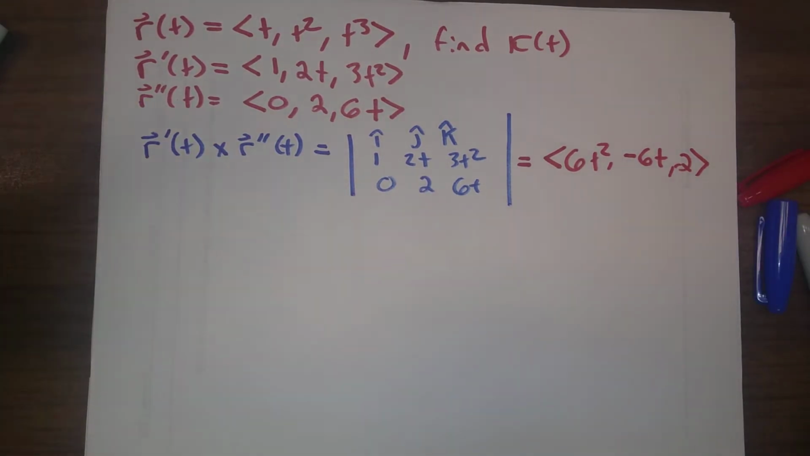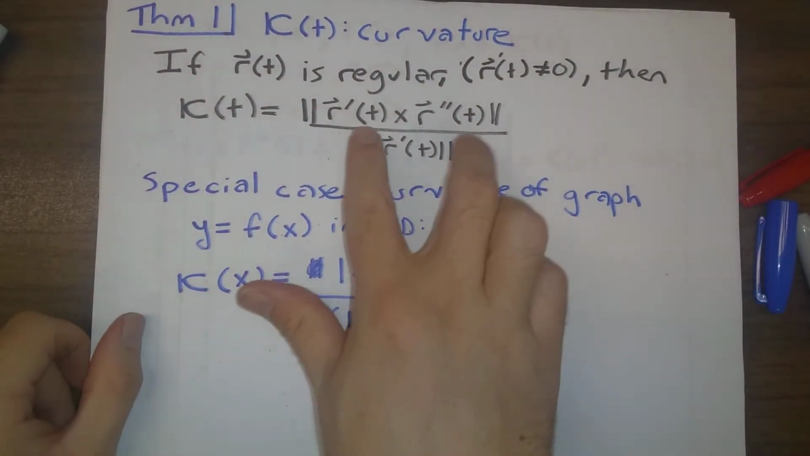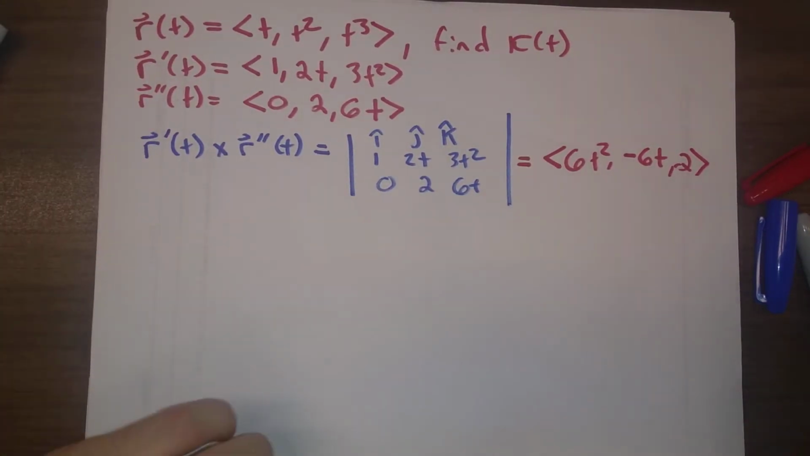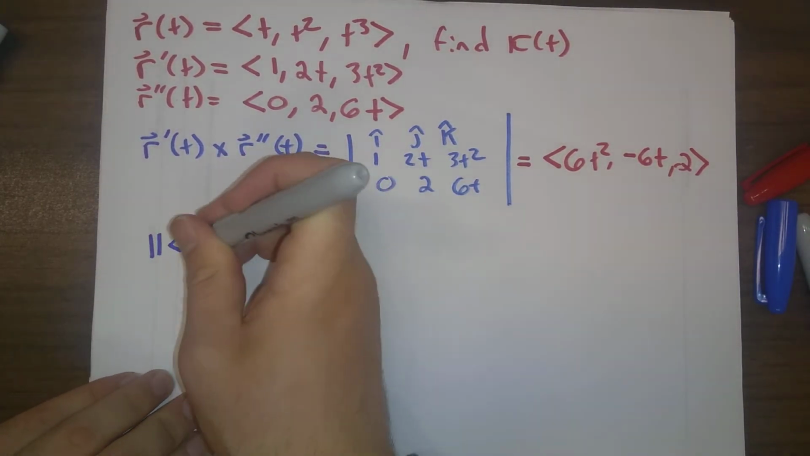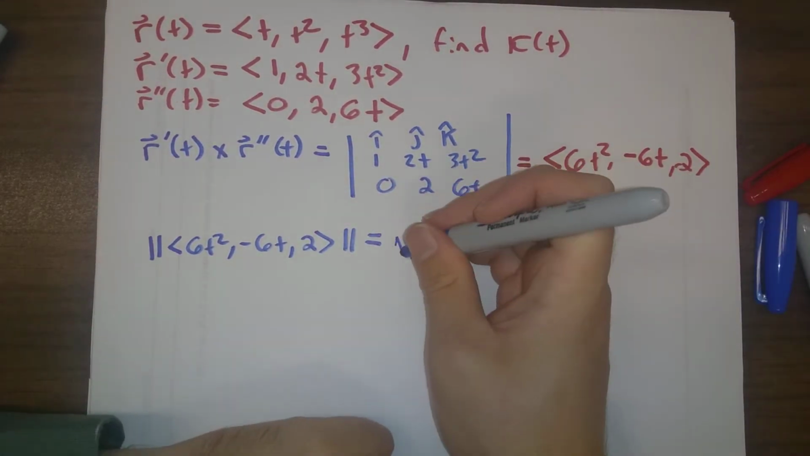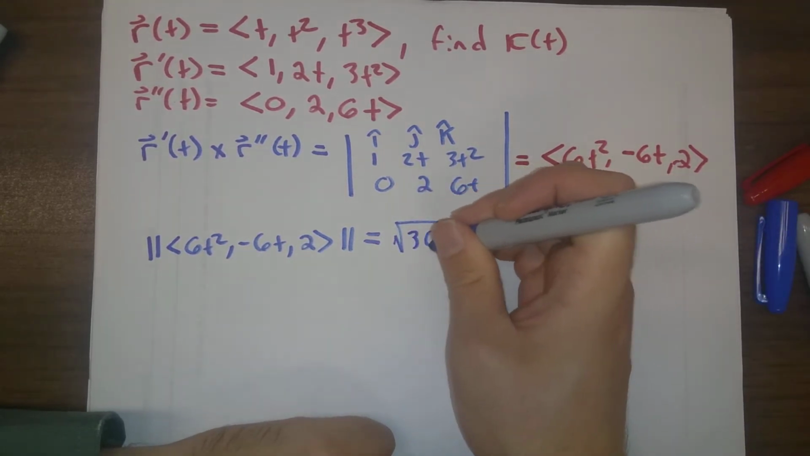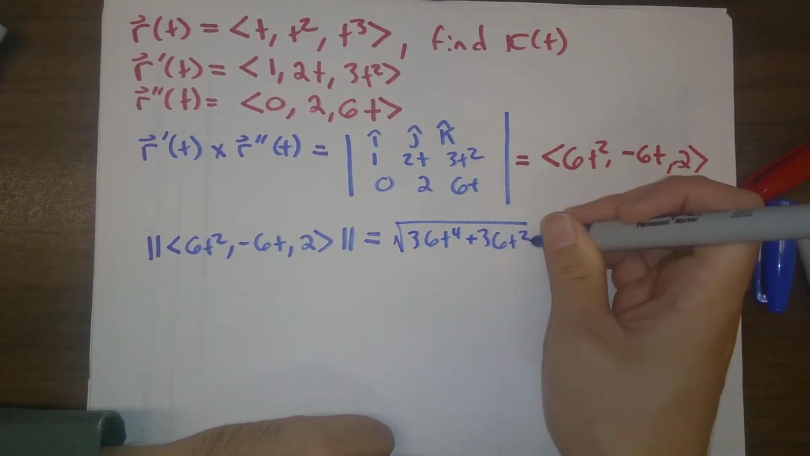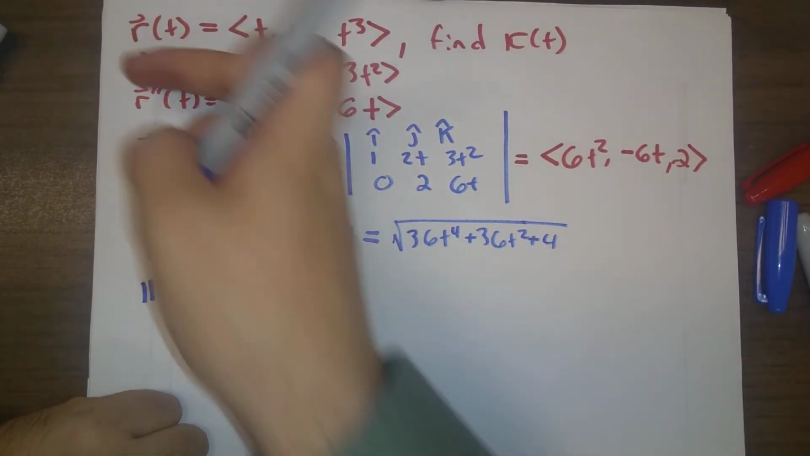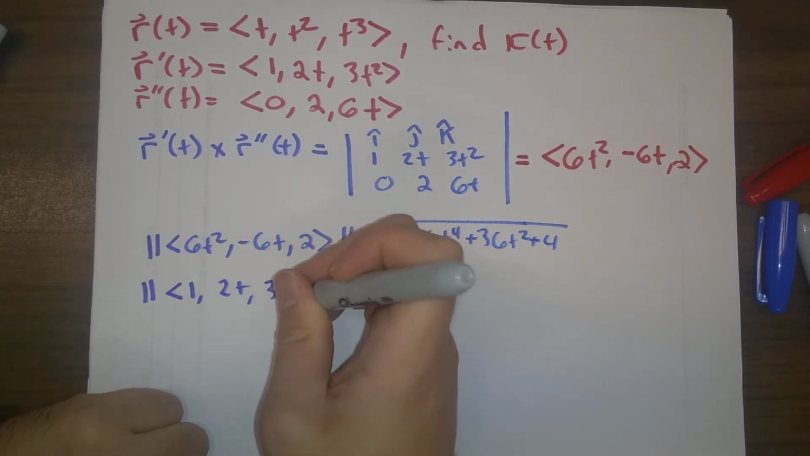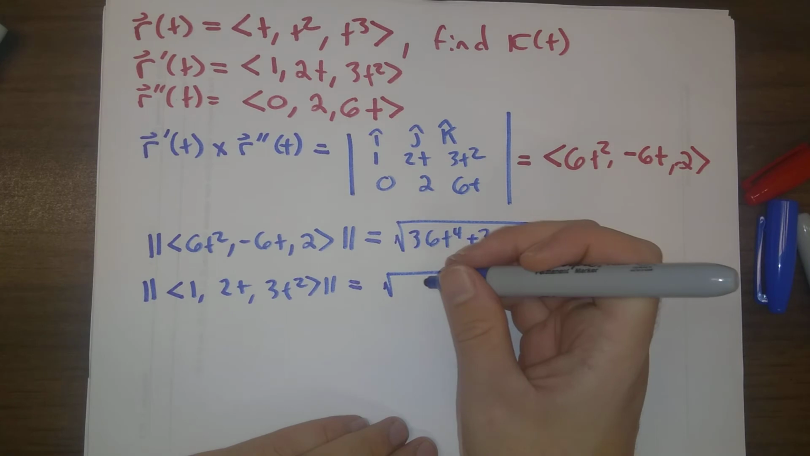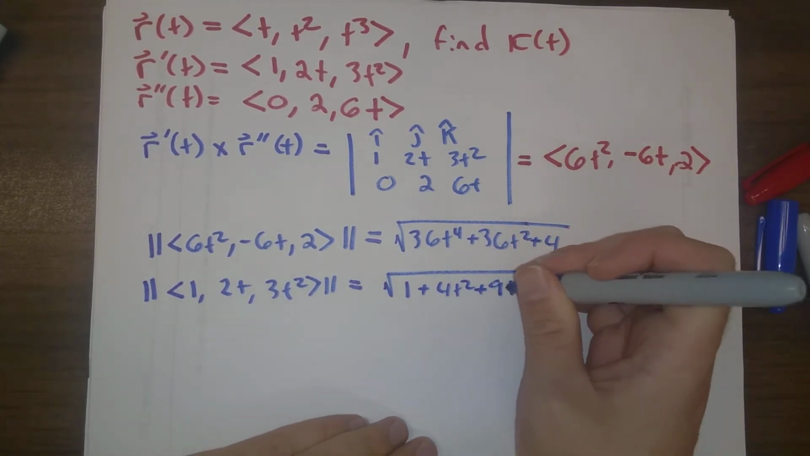To check what we need for kappa, we need the magnitude of what we just found along with the magnitude of the velocity. The magnitude of 6t squared, minus 6t, and 2, skipping the details once again, you can check this for yourself, is the square root of 36t to the 4th plus 36t squared plus 4. We also need the magnitude of R prime of t, which is the magnitude of 1, 2t, and 3t squared. This is the square root of 1 plus 4t squared plus 9t to the 4th.